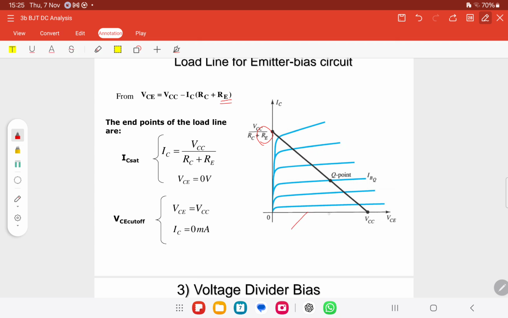Yang lain sini sama, at cut off sama, tak ada effect. Sebab I is equals to 0 for cut off, kan? It just beza dia dekat saturation region sahaja. Okay, on the value of the IC, dia akan effect, meaning that the value of RE will effect the value of IC saturation.